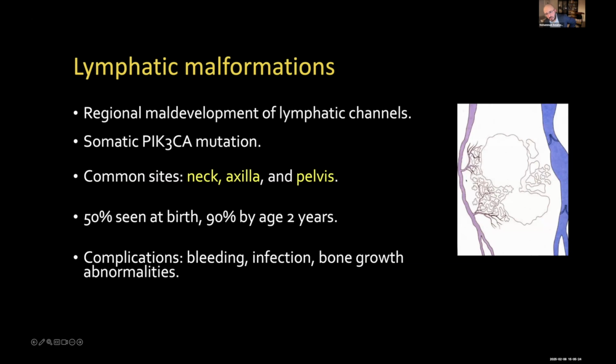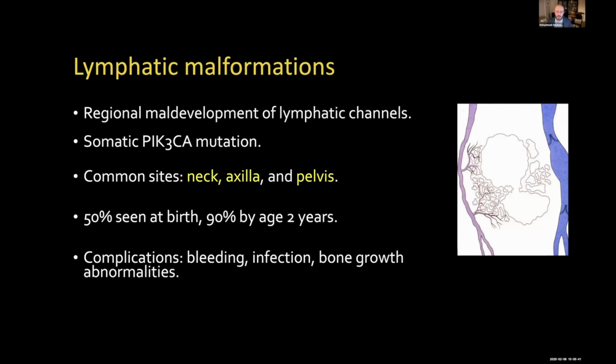So if you have one lesion, it's typically just only one, and it involves one region of the body and not multiple areas unless you have a syndrome or a germline mutation. And the common sites are the neck, axilla, and the pelvis. 50% of these are evident and seen at birth.